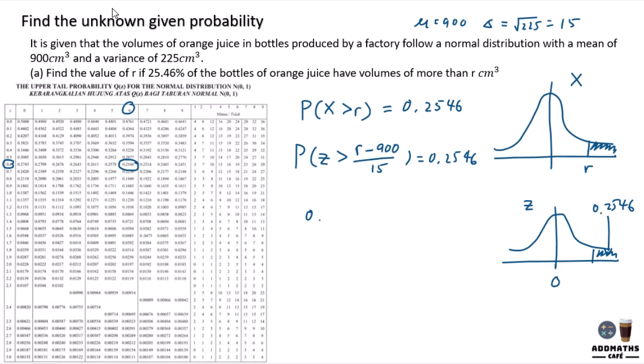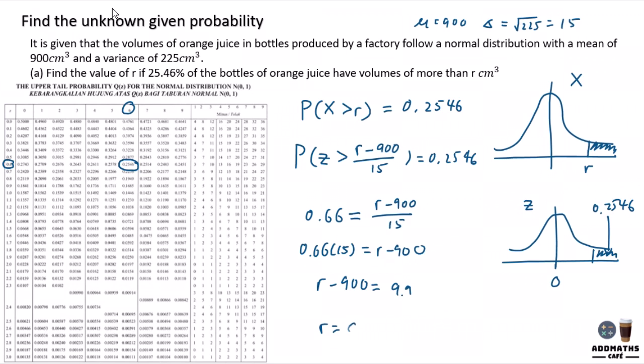So Z will be equal to 0.66, equal to R minus 900 over 15. In this case, 0.66 times 15 equals R minus 900. R minus 900 equals 0.66 times 15, which gives you 9.9, and your R will give you an answer of 909.9 cm³.